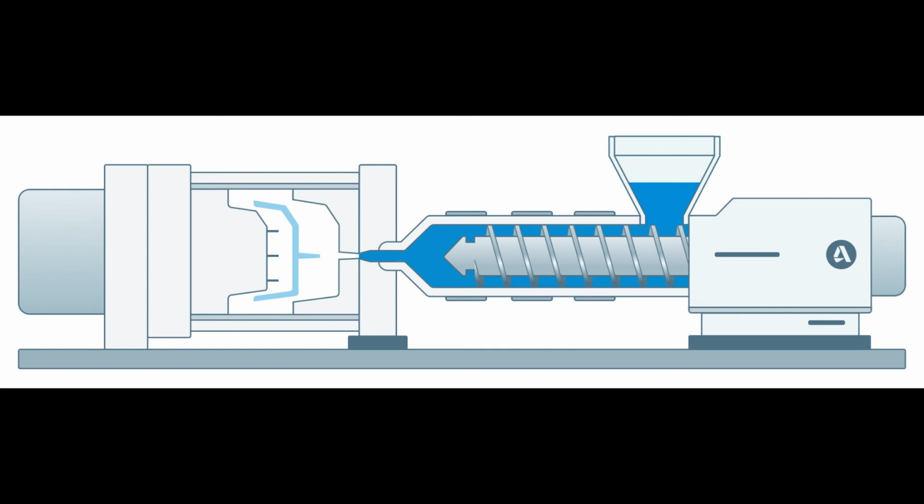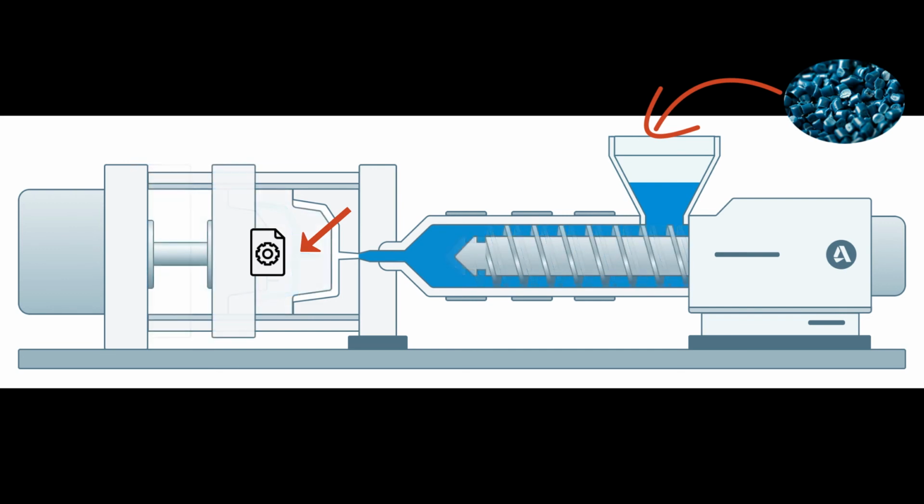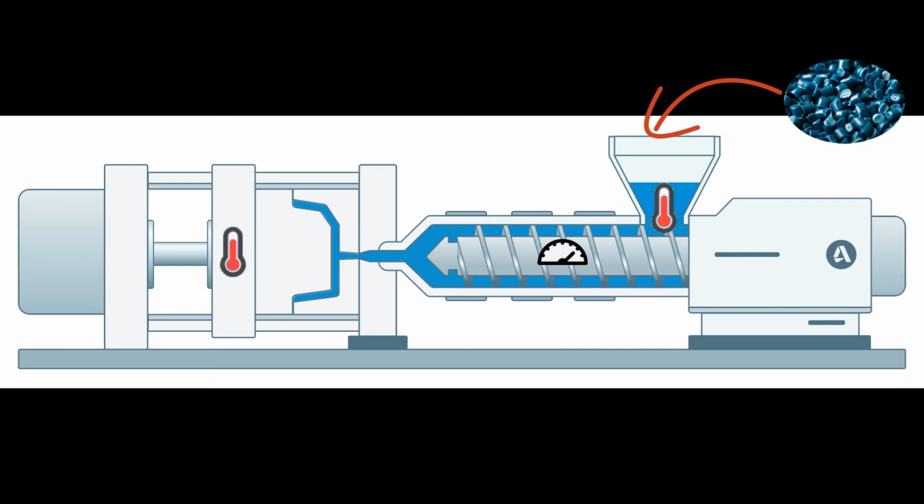Let's review the variables we can change to optimize the filling. We've talked about the part design and the injection location, the material you select, and the settings used to process the material in the injection molding machine can also affect if the part will fill or not. That is, the melt temperature, the mold temperature, and the injection speed.